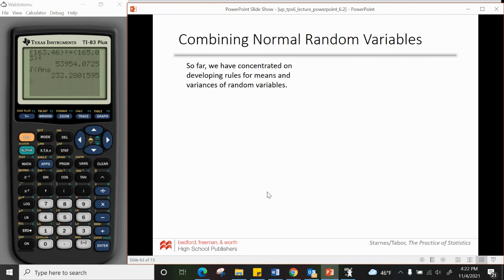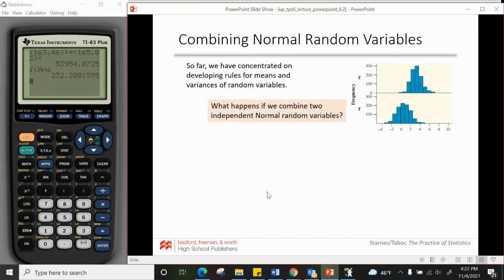All right. So far, we've concentrated on developing rules for means and variances of random variables. What happens if we combine two independent normal random variables? All right. So what's going to happen?